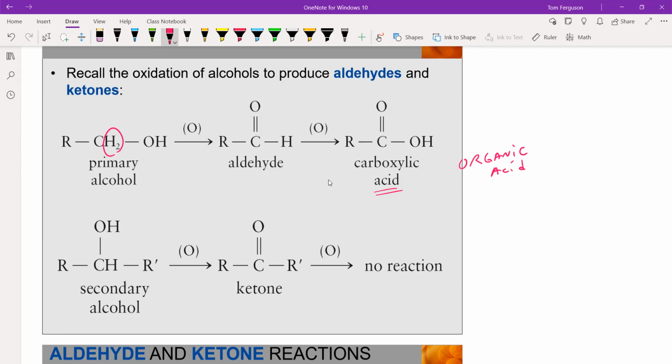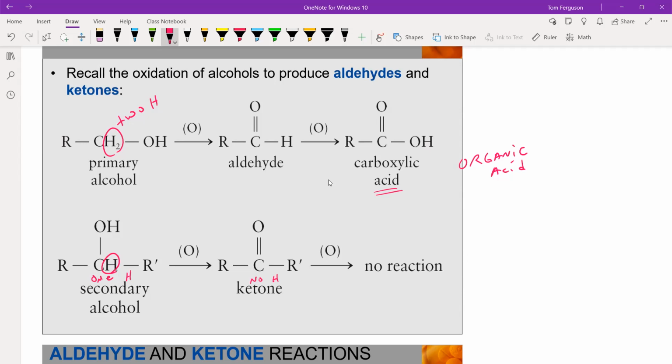A secondary alcohol, because it only has 1 hydrogen, can only be oxidized once, hence it forms a ketone. And then because the ketone has no hydrogens here, it can't be oxidized any further. So it stops at a ketone.